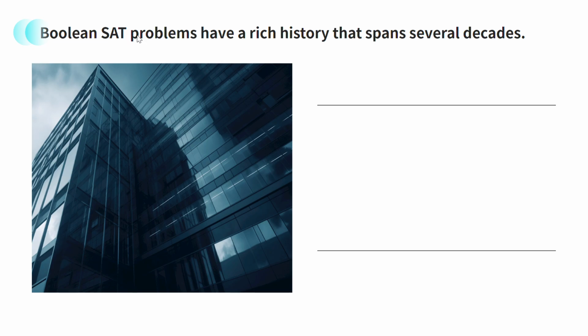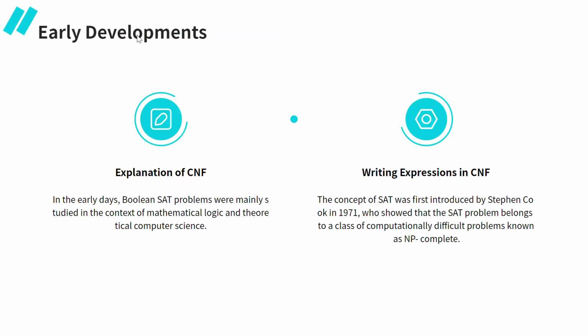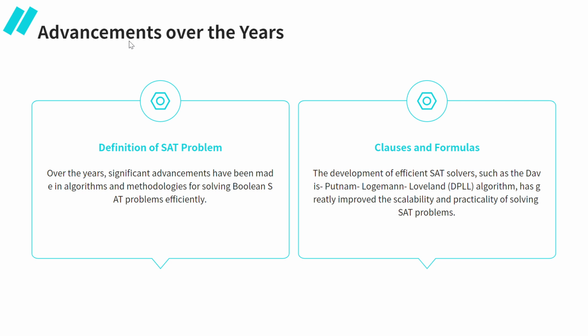So this has a rich history. Boolean SAT problems have a rich history. Coming to the early development, explanation of CNF. CNF stands for conjunctive normal form. In early days, SAT problems were mainly studied in the context of mathematical and theoretical computer science. The concept of SAT was first introduced by Stephen Cook in 1971, who showed that SAT problems belong to the class of computationally difficult problems known as NP-complete.